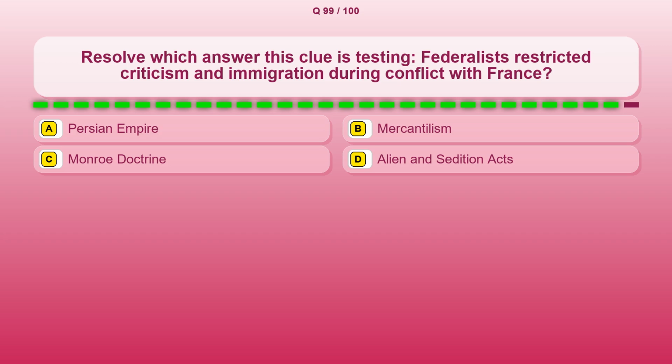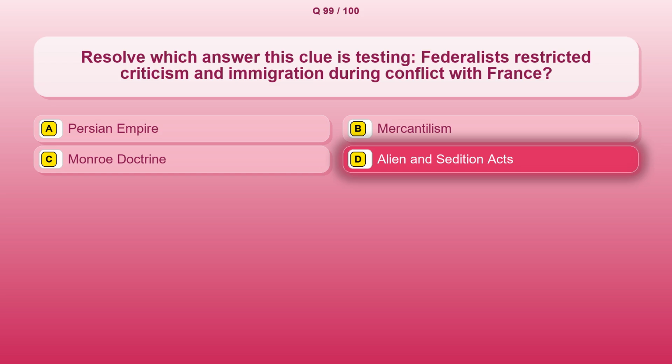Question 99. Resolve which answer this clue is testing. Federalists restricted criticism and immigration during conflict with France. Option A, Persian Empire. Option B, mercantilism. Option C, Monroe Doctrine. Option D, Alien and Sedition Acts.